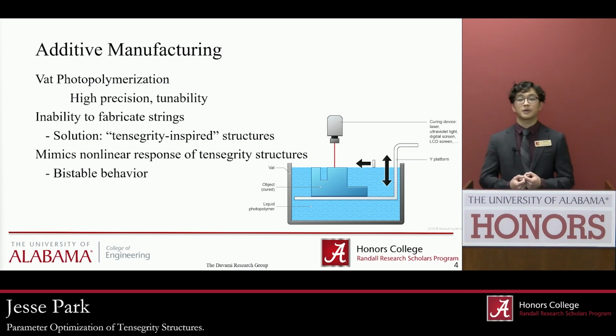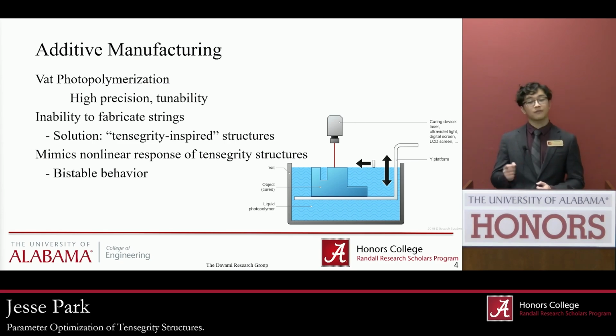If you're unfamiliar with this method, this essentially consists of a vat of resin which has a build plate submerged, and then each layer is cured by a UV laser, allowing for the fabrication of these structures. Now, what this vat photopolymerization allows for is essentially higher precision structures of these tensegrities, as well as a higher tunability, allowing us to explore more complex tensegrity structures than previously done by hand.